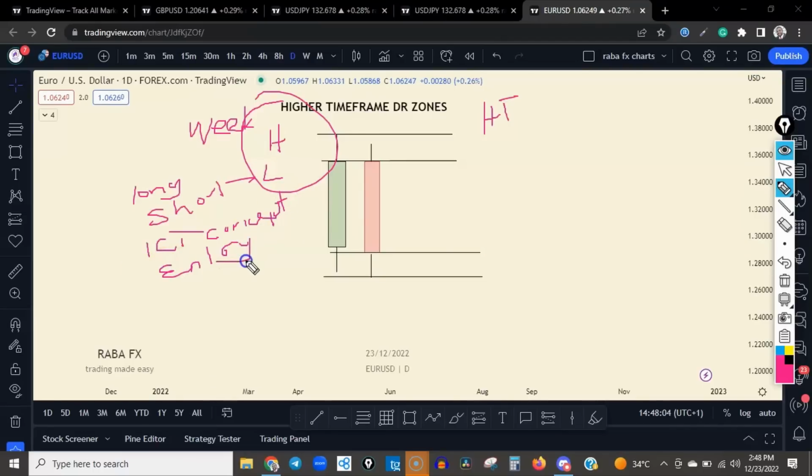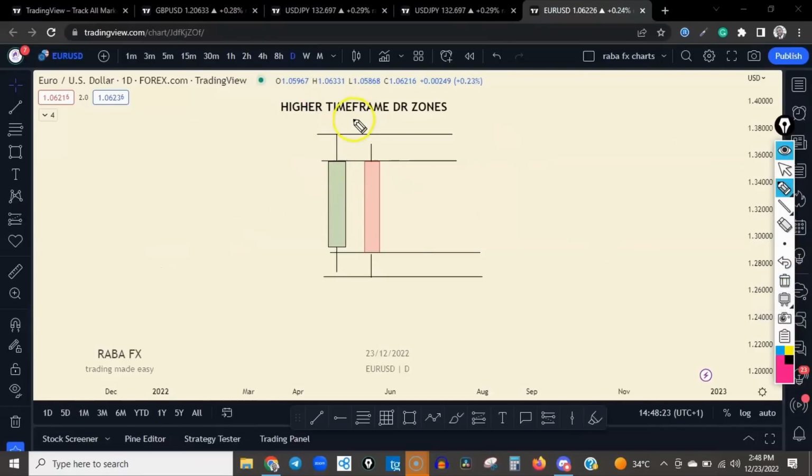Okay, we'll be using the ICT model concept to frame our entry setup, but this is simply to give you a long-term picture of where price should be heading to. So without wasting time, let's take a look at it.